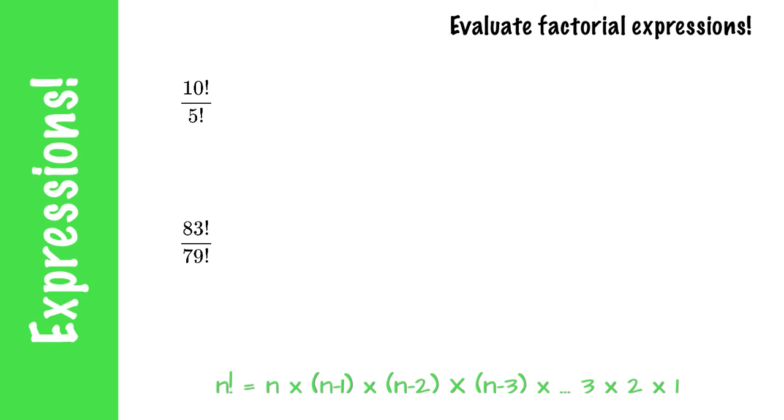And now we're going to evaluate some factorial expressions. There's a couple ways to do this. You could figure out what 10 factorial is and write that down, and 5 factorial, and then divide those two numbers separately. But conceptually, here's what's happening. 10 factorial is 10 times 9 times 8 times 7 times 6 times 5 times 4 times 3 times 2 times 1. And 5 factorial, you start at 5 and work your way down to 1.